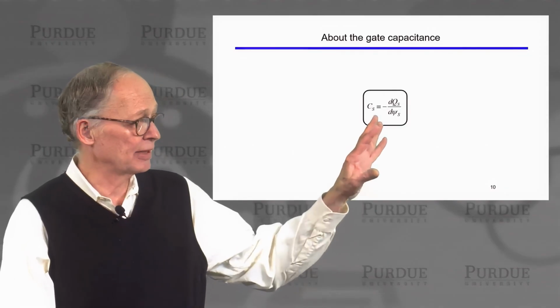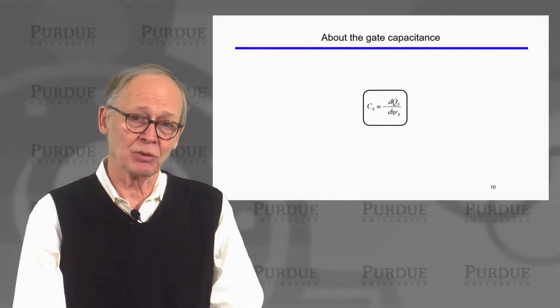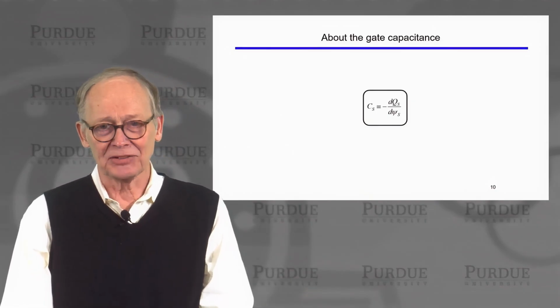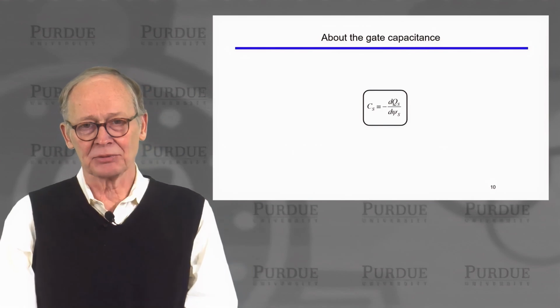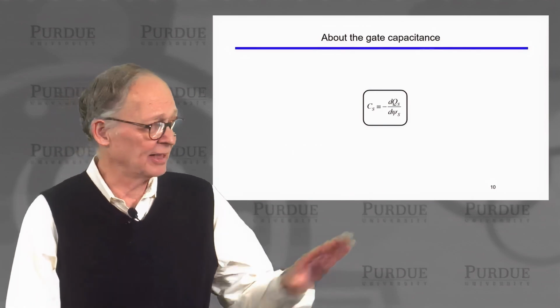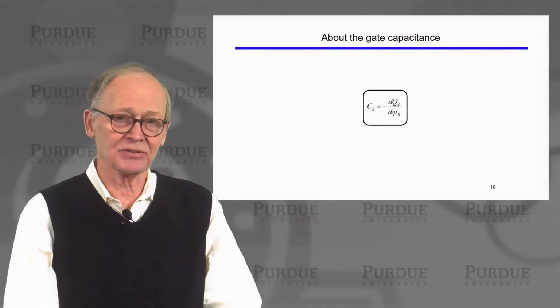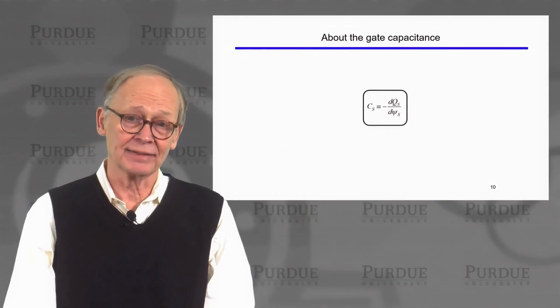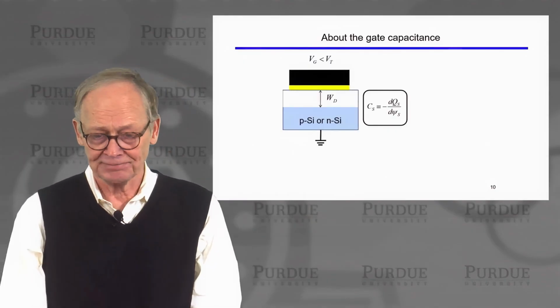So I have to remind you that capacitance is charge divided by voltage. When we have a nonlinear capacitance, it's the derivative of charge with respect to voltage. And to get a positive capacitance, we have a negative sign out front there because the charge in the semiconductor is negative under inversion conditions.